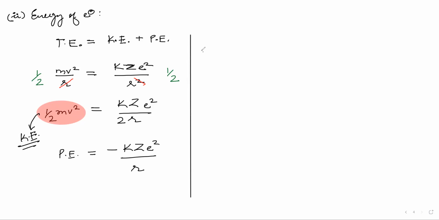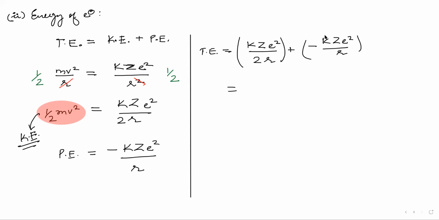Now we can find the total energy. The total energy will be equal to kinetic energy, which is k into Z into e square divided by 2r, plus the potential energy, which is minus of k into Z into e square divided by r. Now tell me what will be the answer. Which is bigger, the first term or the second term? If you don't see the sign, I'm asking about magnitude. First term is bigger.